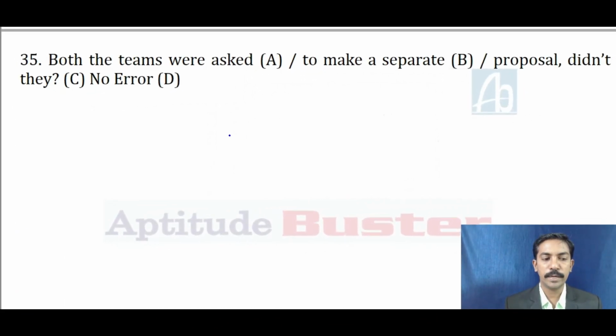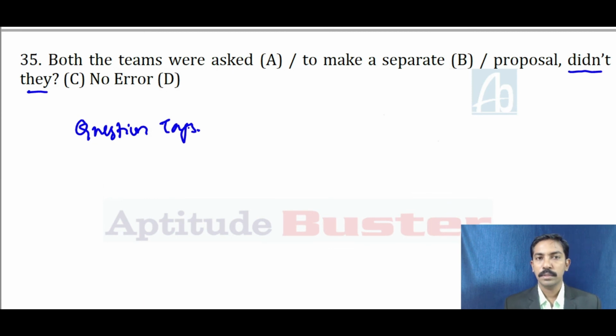Both the teens were asked to make a separate proposal, didn't they? Look at the last segment, didn't they? This suggests this question tests you on question tags. I'd like to explain the rules. You need to remember only 2 rules related to question tags. I'd like to explain those 2 rules with examples.